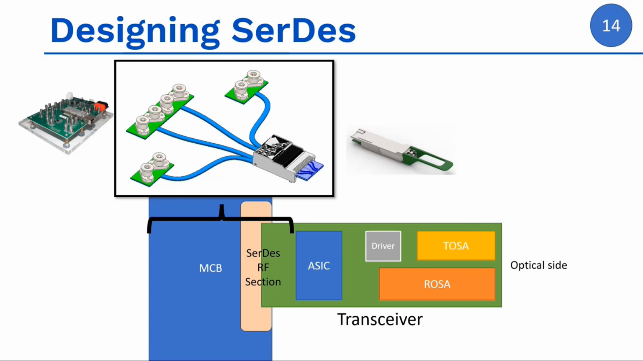If you try to characterize or simulate your transceiver without the connector and the MCB, then definitely we will be doing something wrong. We will miss everything. We will not be able to tell what we expect to see when we do our characterization, our measurement.